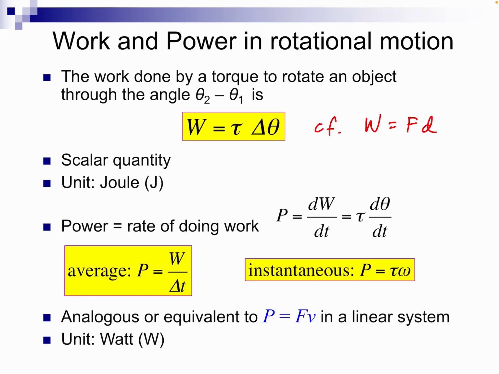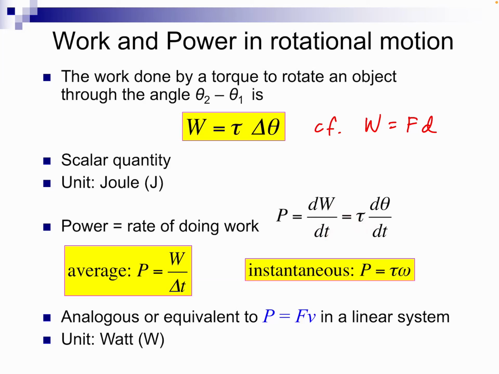And for power, power is still defined as the rate of doing work. Therefore, it's work divided by time. If you calculate the average power, you want the work over a time interval delta t. For rotation, of course, the definition for work will be torque times delta theta. Now, if we make the time interval very, very short, such that we approach a single time, then the power will become the derivative of work with respect to time.